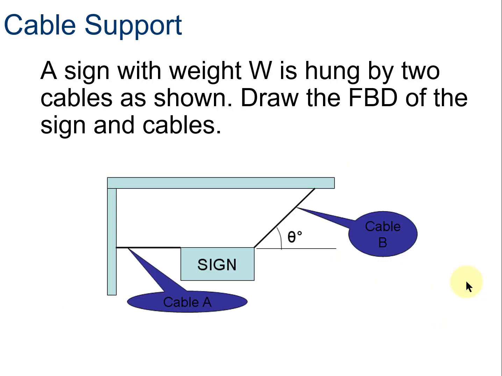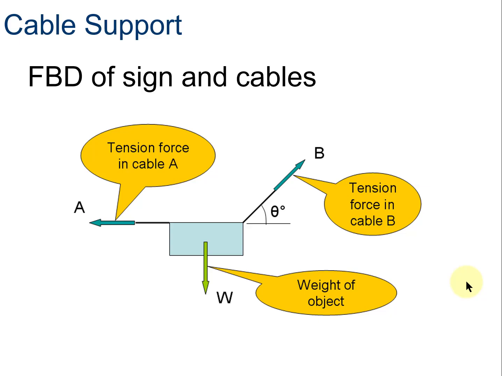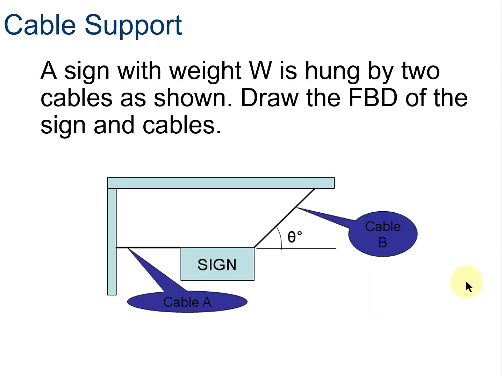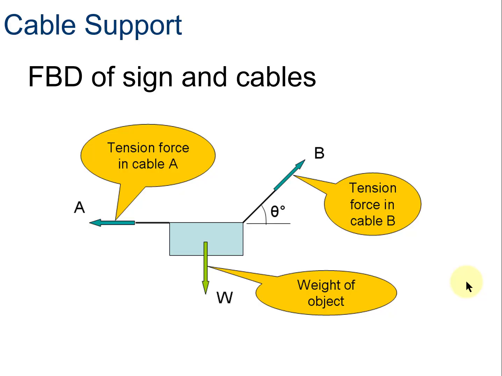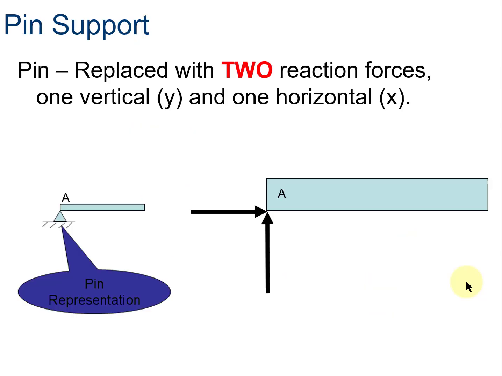So there we go. How about this sign? Well, we've got a couple cables, cable A and cable B, pulling on it. And of course, it's got its own self-weight. So it would look something like this. We've got the tension force in cable A going to the left, and the tension force in cable B going at an angle theta with respect to the horizontal, but more toward the right, upper right. And then we have the weight of the object. So from there to there, that's the free body diagram. And we just arbitrarily call cable A and cable B A and B. We could call it T sub A for tension A, and T sub B, tension B, doesn't matter.